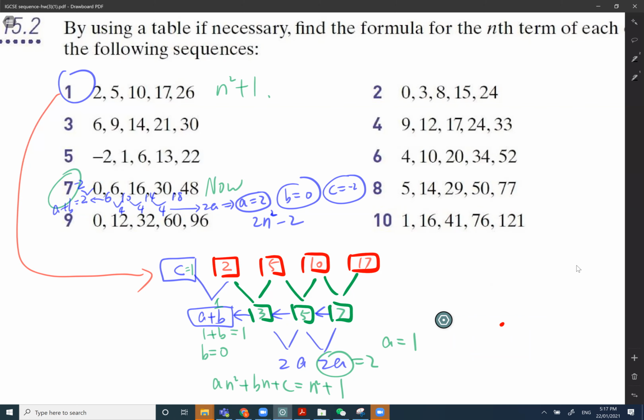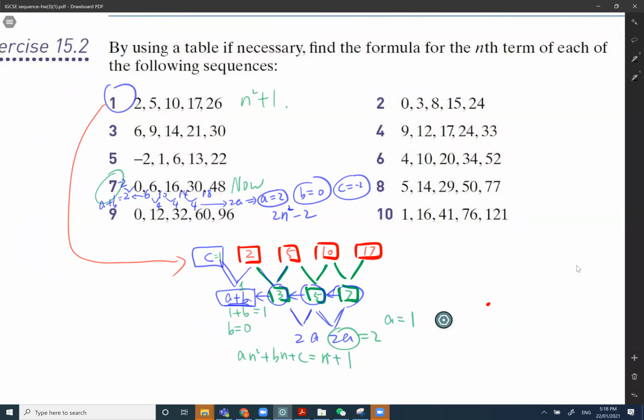Yeah, double check if you remember. We work out the difference. We work out the difference between differences. You got A. After you got A, we go backwards. We find the B. The previous one is A plus B. The previous one is C. Actually, remember this method?